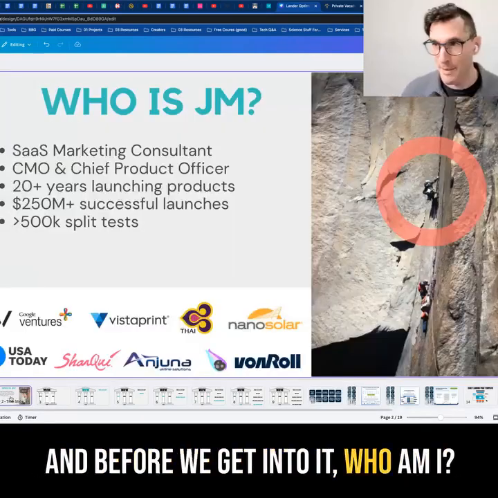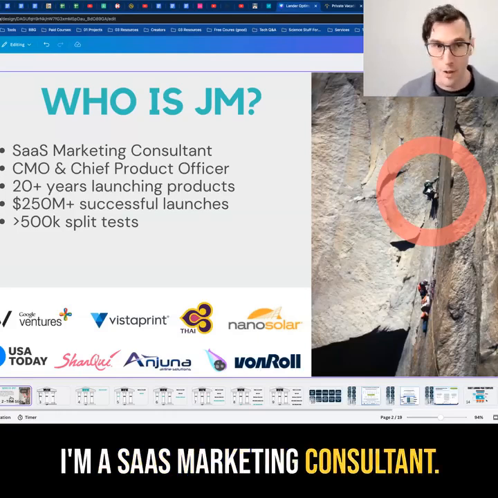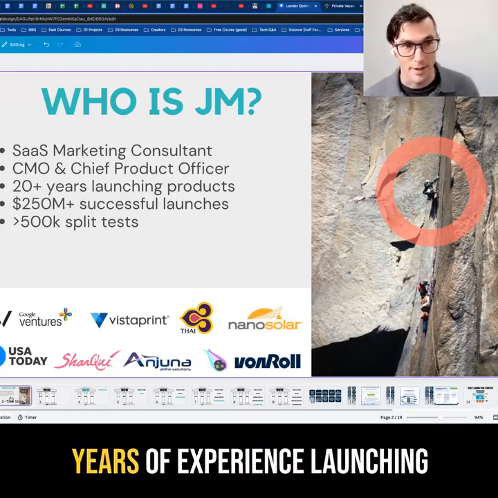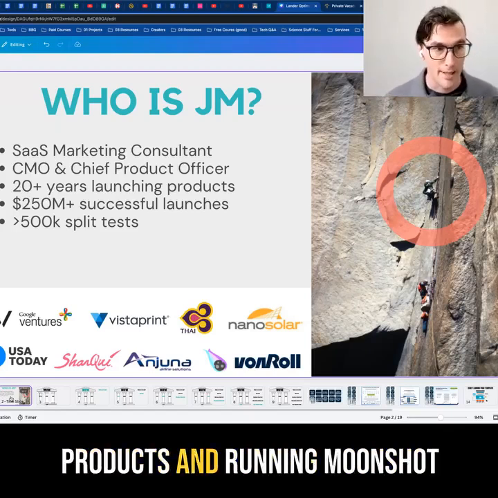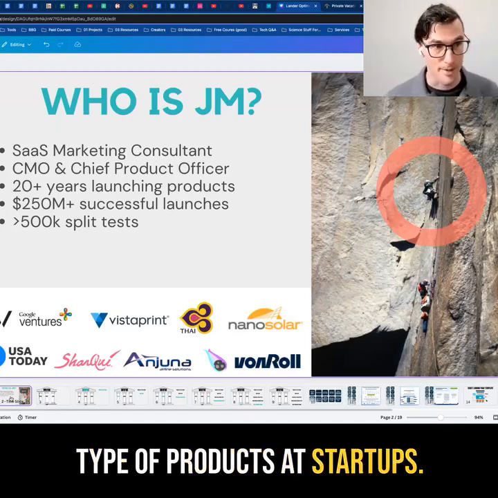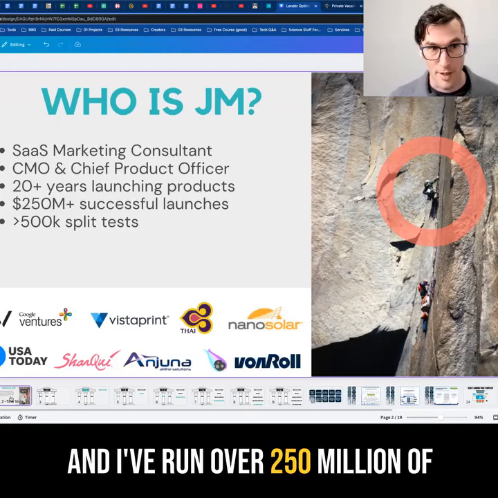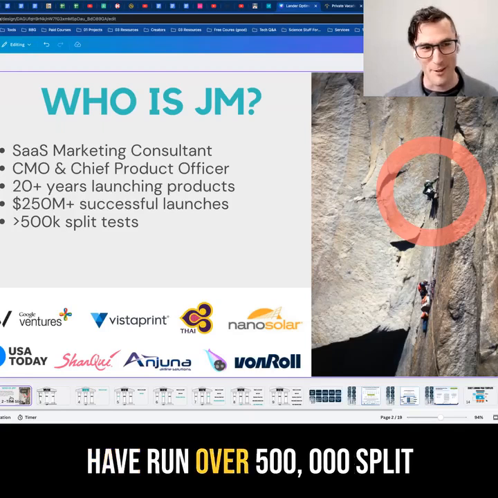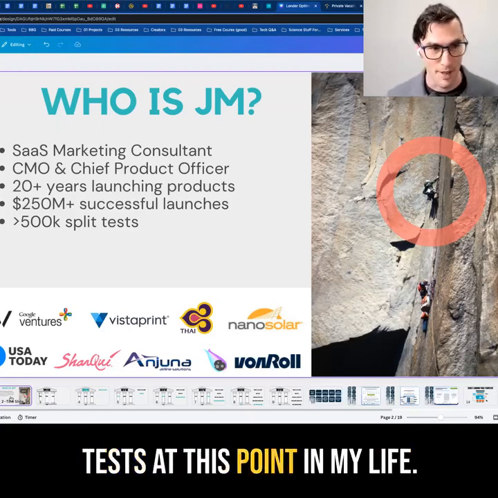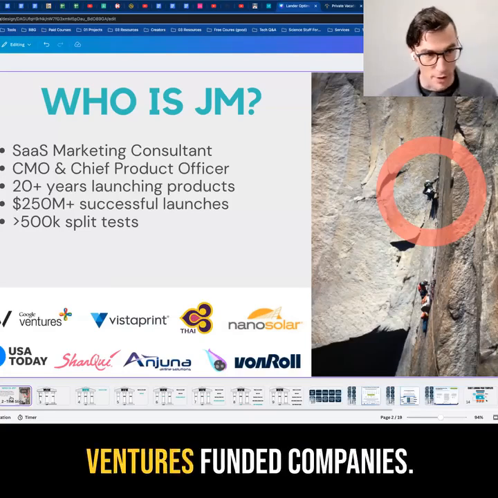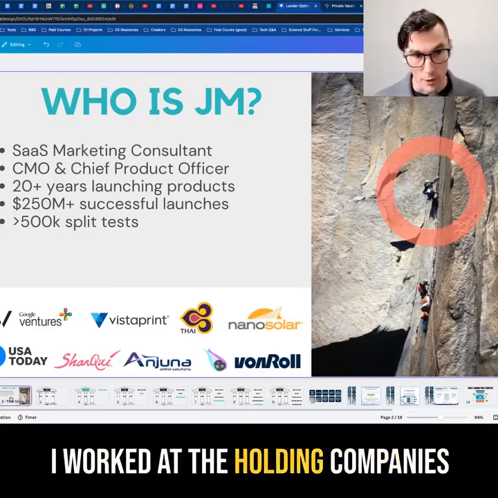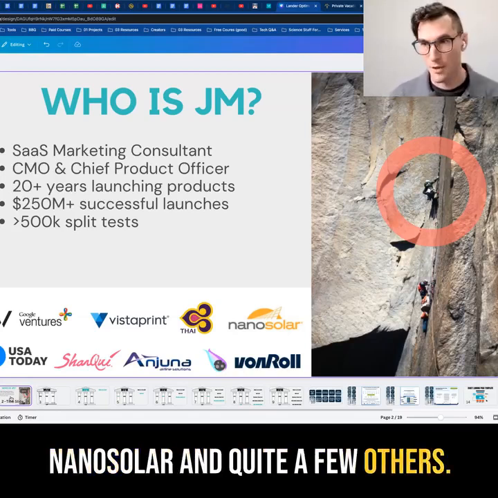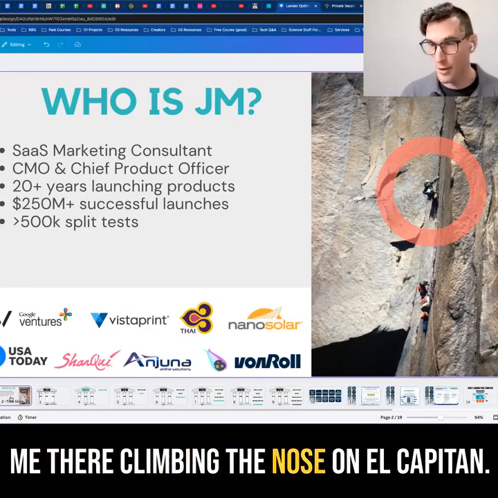And before we get into it, who am I? My name is Jean-Michel. I'm a SaaS marketing consultant. I've been a chief marketing officer, a chief product officer. I have 20 plus years of experience launching products and running moonshot type of products at startups. And I've run over $250 million of successful launch programs. And personally, I must have run over 500,000 split tests at this point in my life. I've worked at Google Ventures funded companies. I worked at the holding companies that own Vistaprint, as well as NanoSolar and quite a few others. So that's a little bit about me. And that's me there climbing the nose on El Capitan.